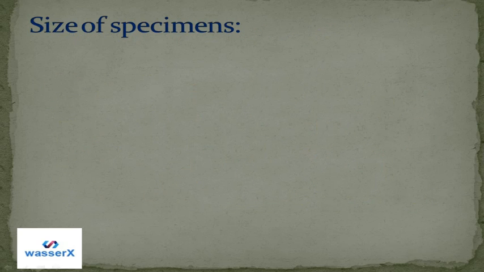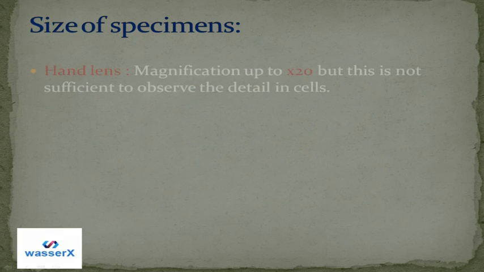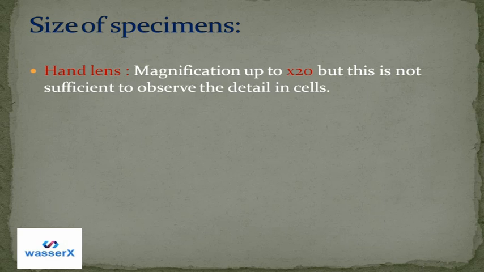Next, let's see what the sizes of specimens are. Specimens are what we have to deal with in our laboratory, or what we see in the microscope, right? So first, what is a hand lens?